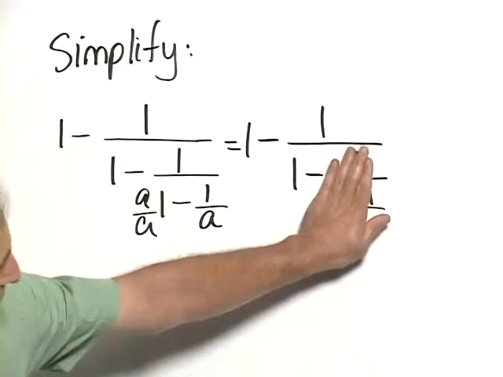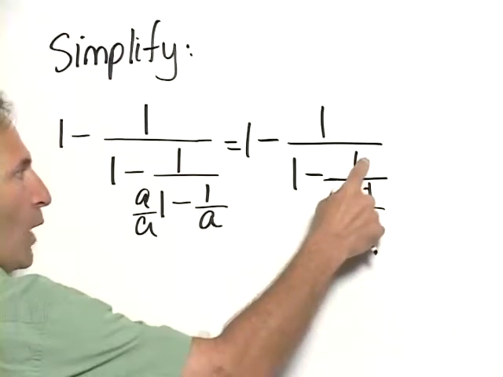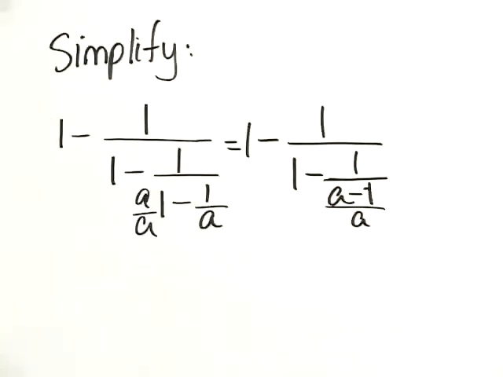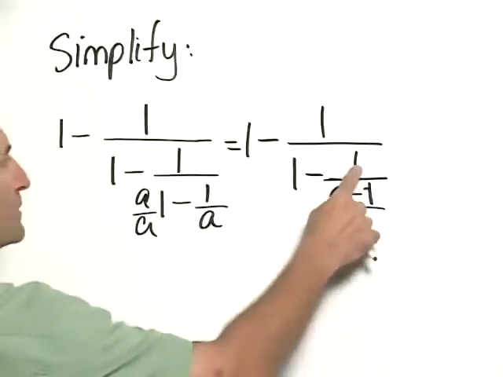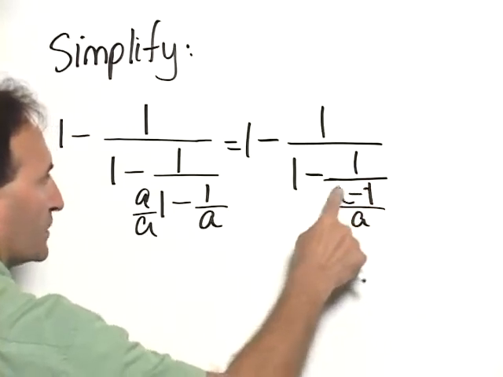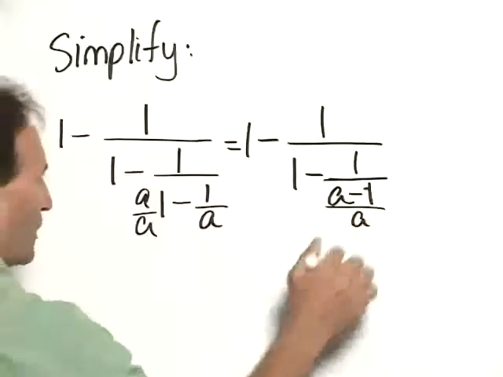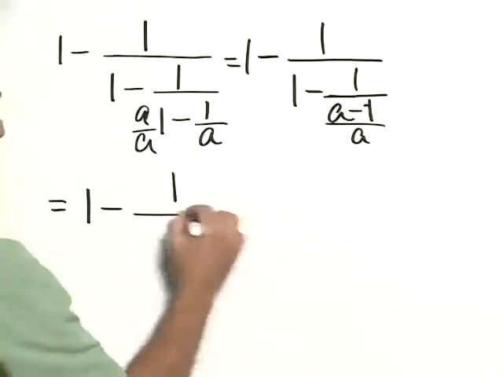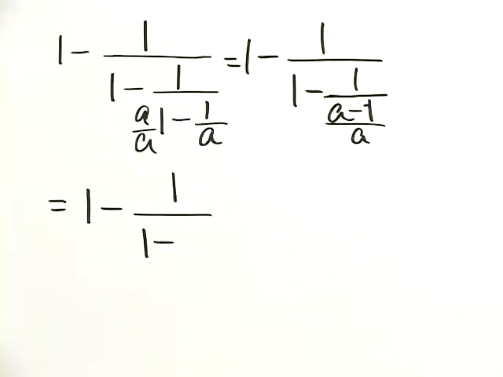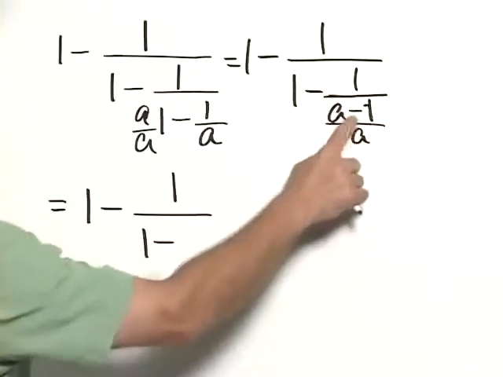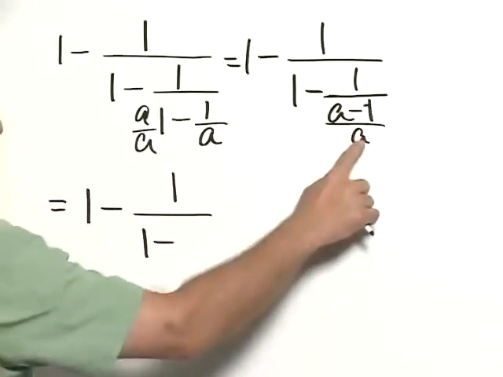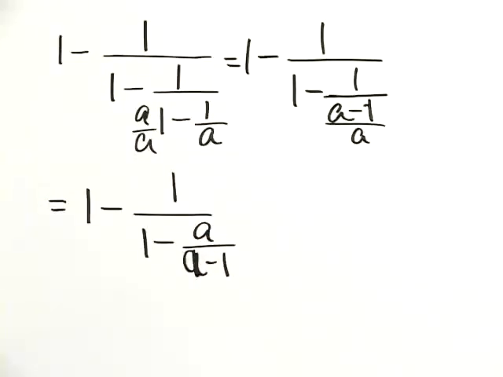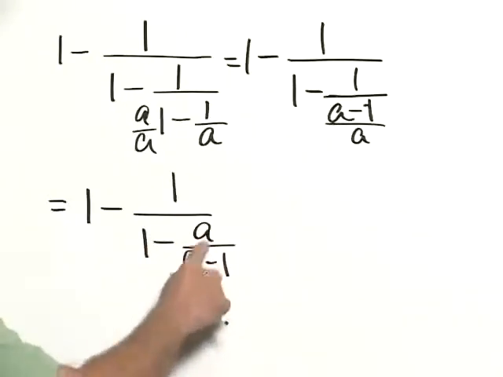Now we'll simplify this part underneath my hand. We have 1 divided by the fraction a minus 1 over a. So what we'll do in that case, of course, is take 1 times the reciprocal of a minus 1 over a. So this expression is now equal to 1 minus 1 over 1 minus, and now here what we want is 1 times the reciprocal of a minus 1 over a, and that result would just be a over a minus 1. Now we're going to simplify this part.